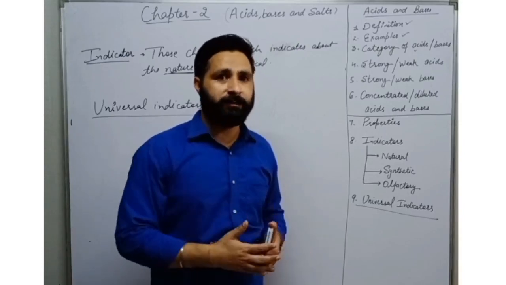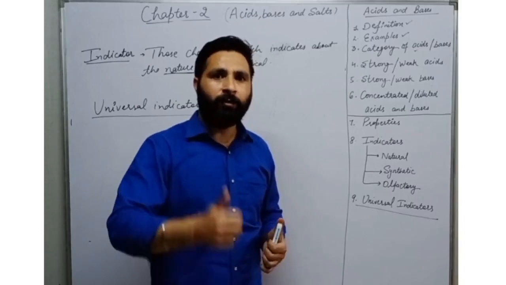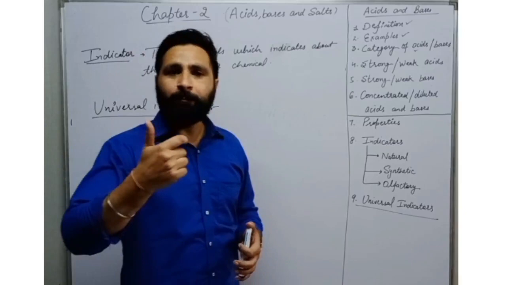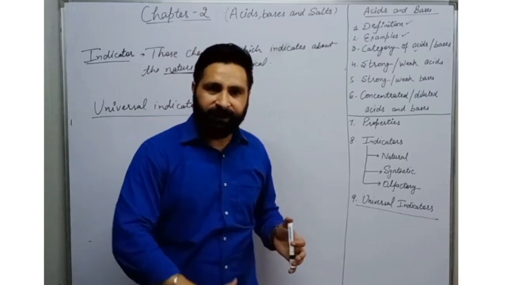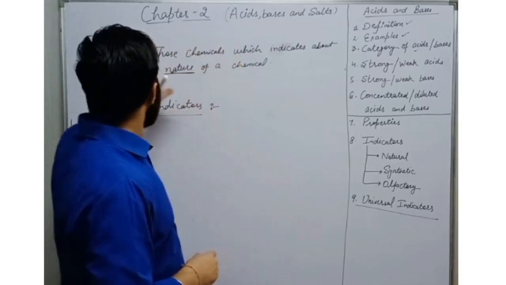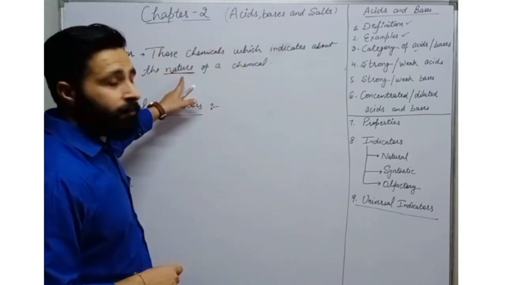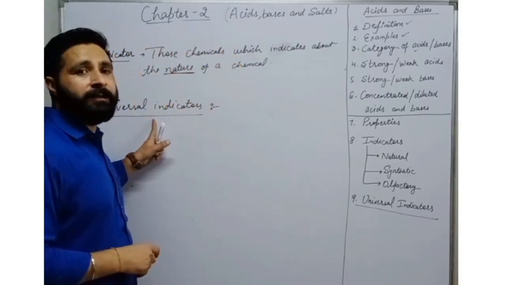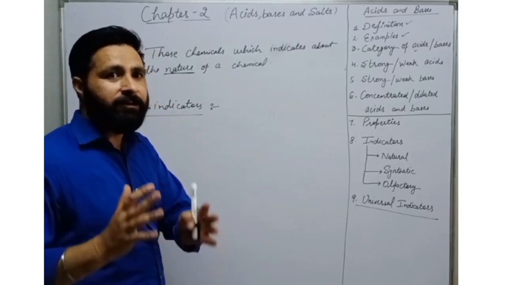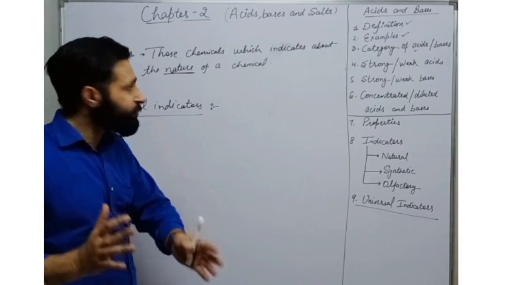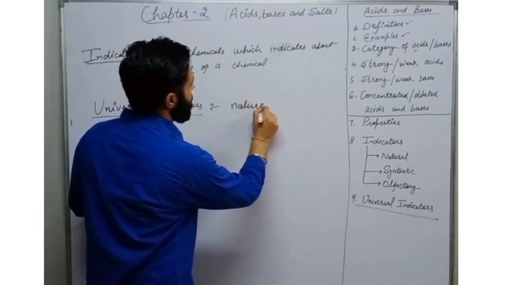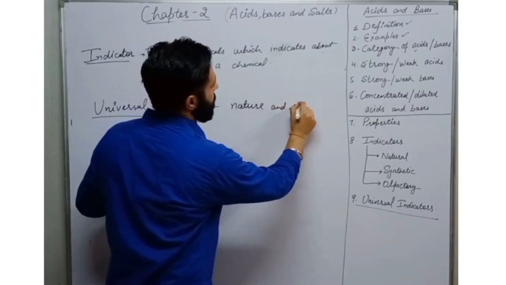How much acidic it is? Weak, mild or strong. Similarly, if it is a base, it is a mild base, it is a weak base or it is a strong base. So these indicators tell us about only nature, but universal indicators, which are the mixtures of many indicators, they tell us about nature as well as strength. Nature and strength.